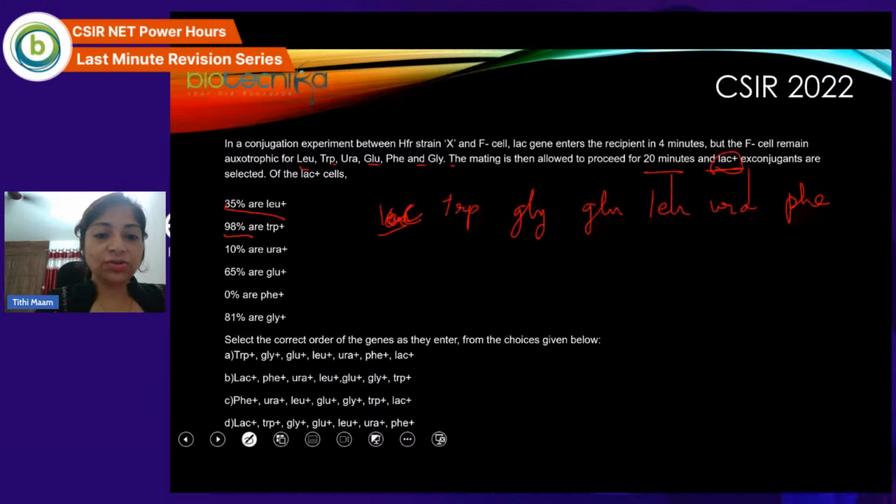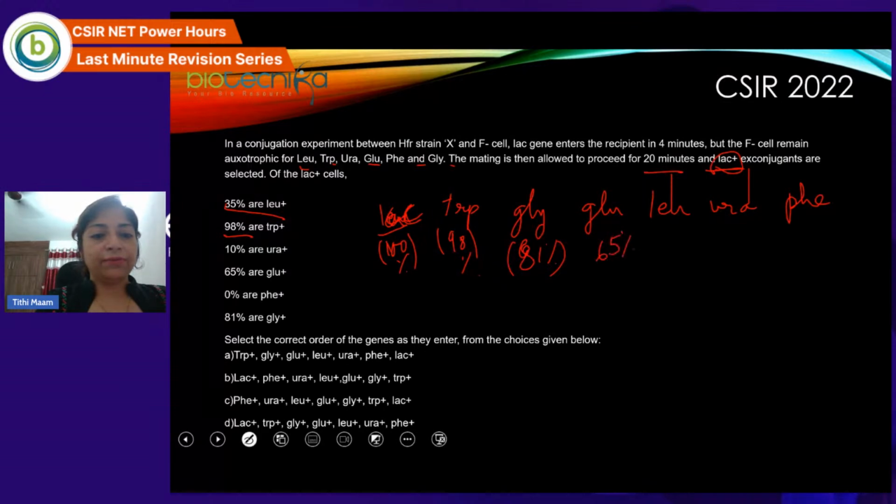So the percentage, this was 100%, then it was 98. This is not the minutes I'm writing, this is the percentage that I'm writing. All right, so 98, then 81, then 65, 35, 10, and 0.